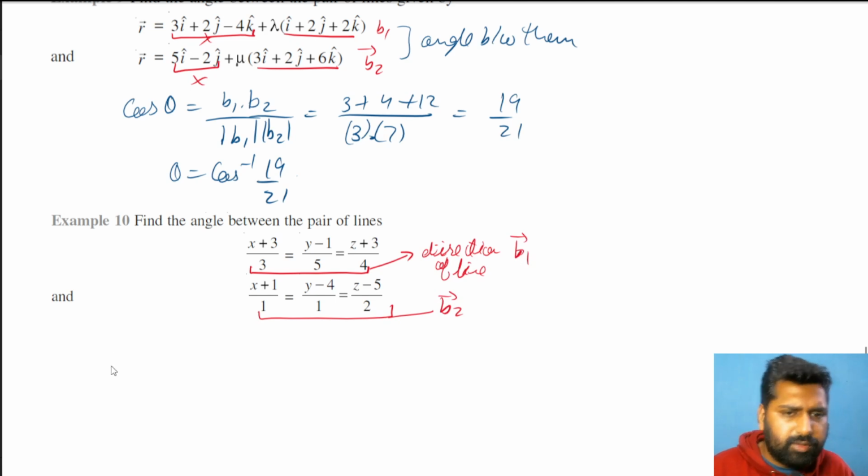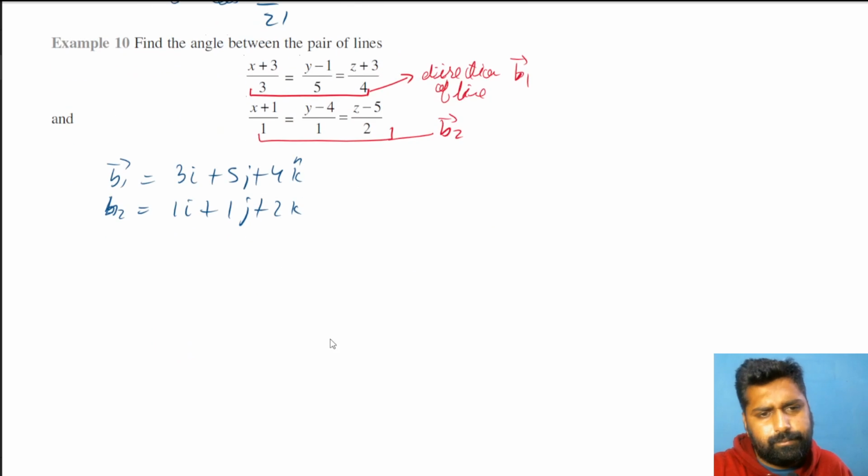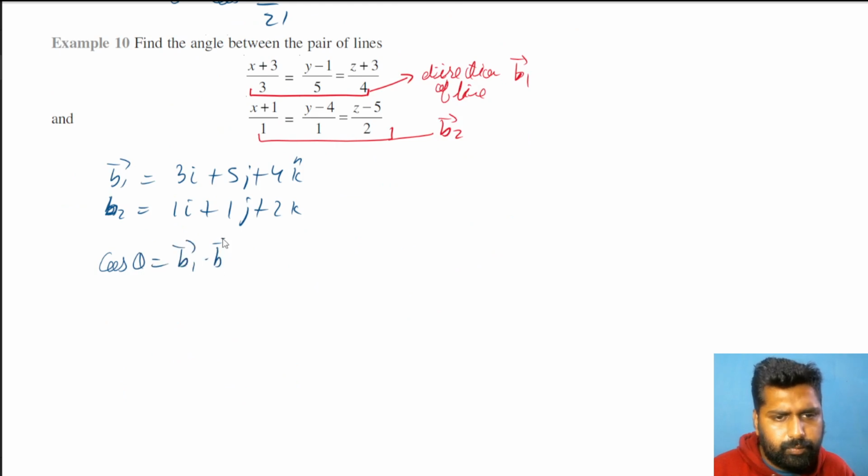I'll write B1 and B2 first, because in x minus x1, y minus y1, z minus z1 form, the numerator has the passing point and the denominator has the direction. So B1 vector is 3i plus 5j plus 4k. B2 is 1i plus 1j plus 2k. All right, now same thing: cos theta is equal to B1 dot B2 over mod B1 mod B2.